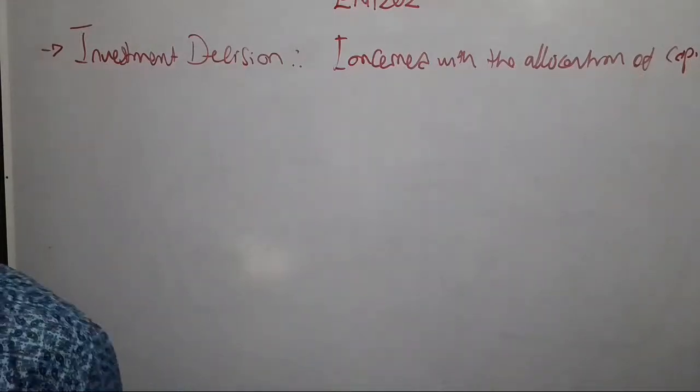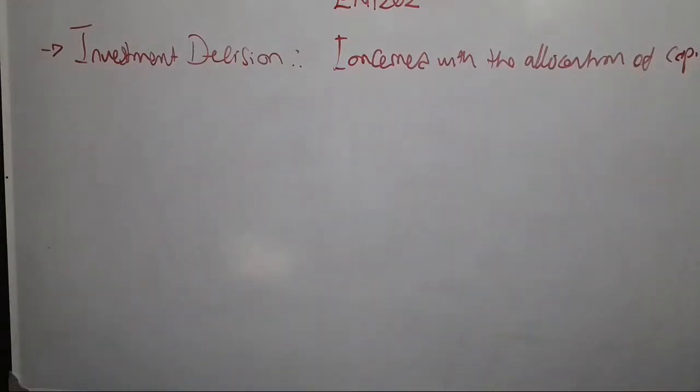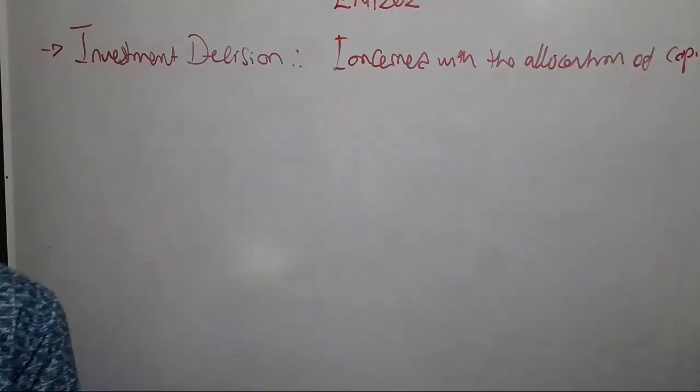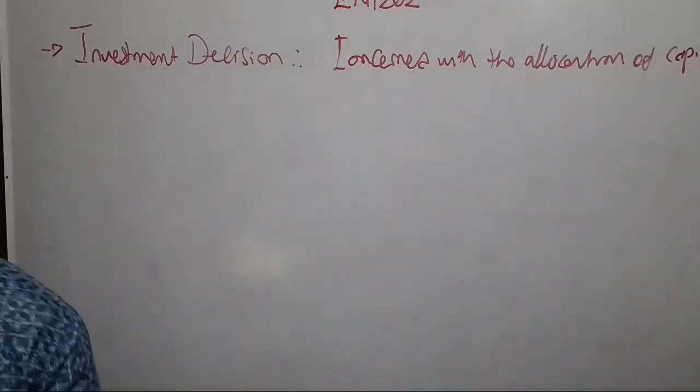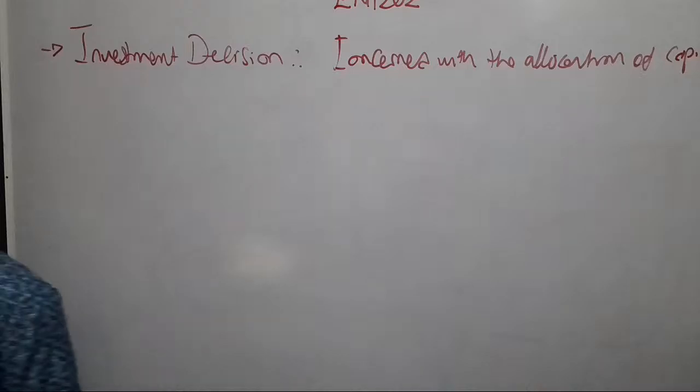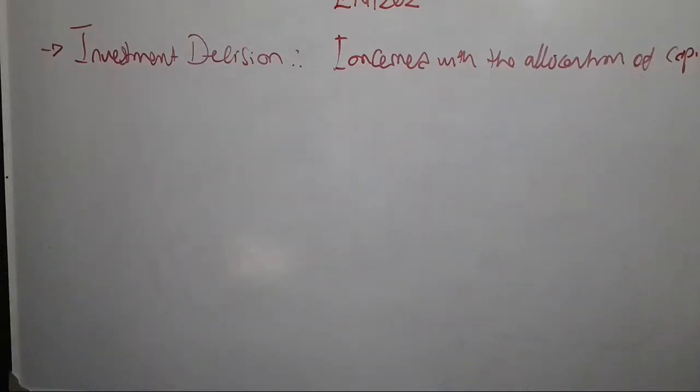There are basically three different approaches to investment appraisals. They are what we call the classical approach, the modern portfolio theory, and the capital asset pricing model. Now, when we say the classical approach, we are simply talking about the investment decision that could be made with every degree of uncertainty.